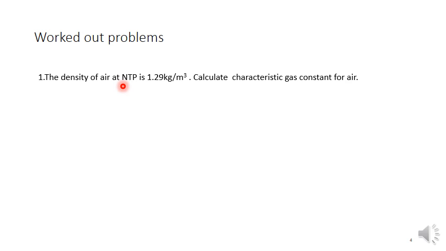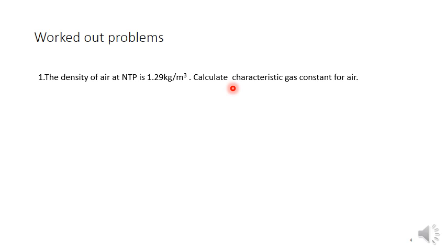NTP conditions means you have to take the temperature as 0 degree centigrade, which is 273 Kelvin, and pressure 760 mm of mercury. In terms of kilonewton per meter square, it is 101.325 kilonewton per meter square. Calculate the characteristic gas constant, which is represented with R.